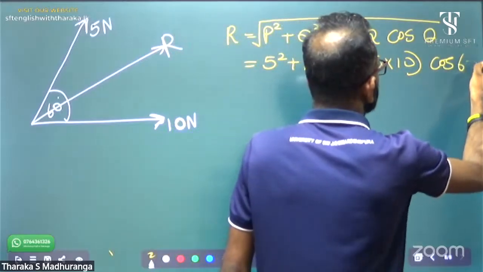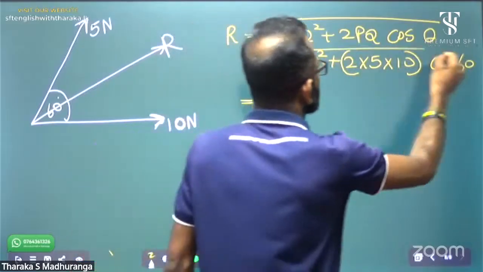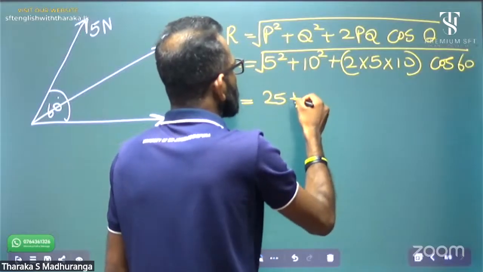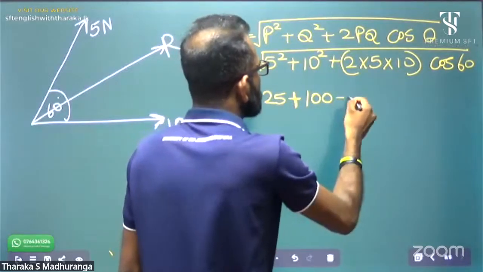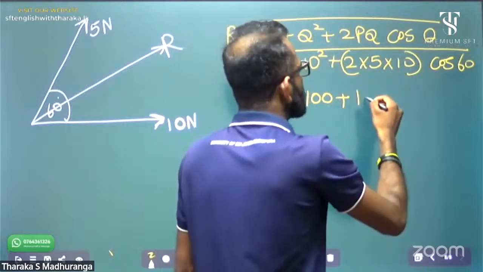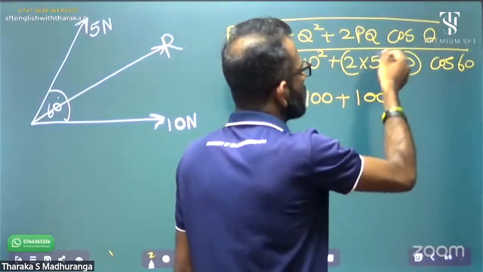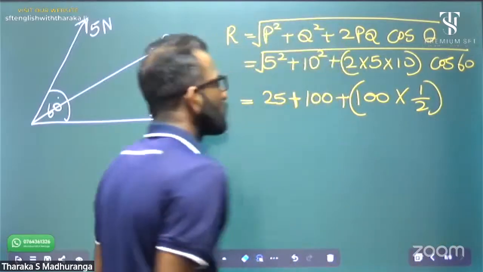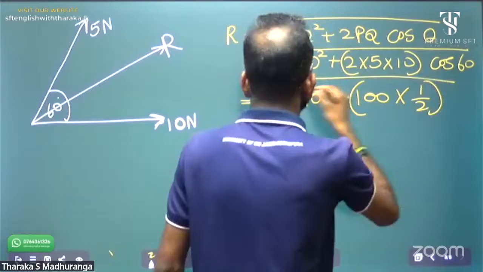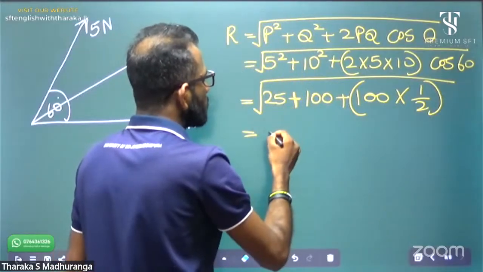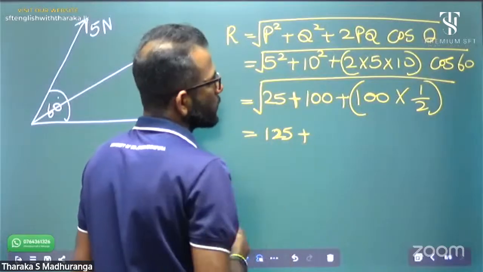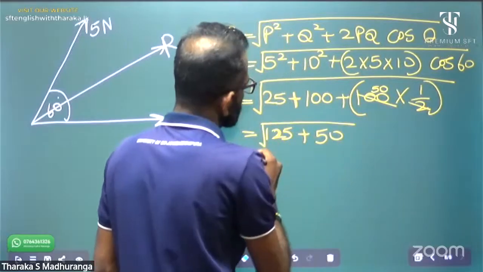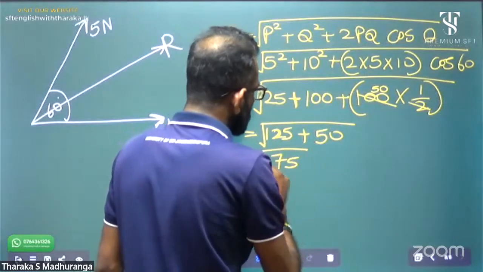Now 5 squared, don't forget this square root. 5 squared 25. 10 squared 100, plus 2 into 5 into 10, 100 again. 100 into cos 60, half, square root. 25 plus 100 is 125. 125 plus 50, 175 square root is the value, right?